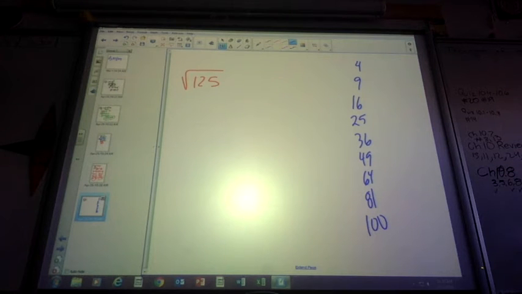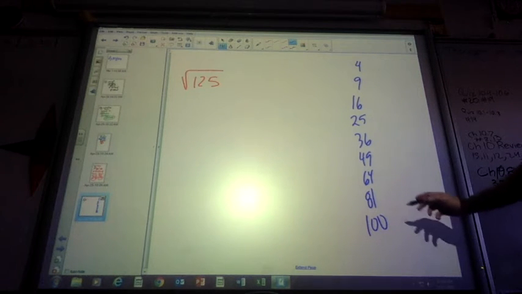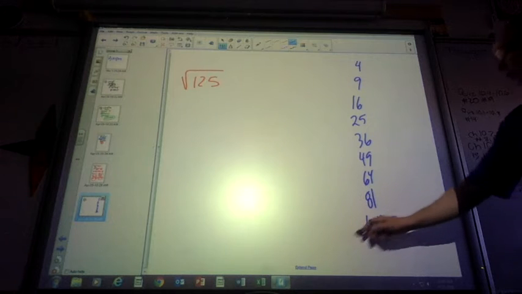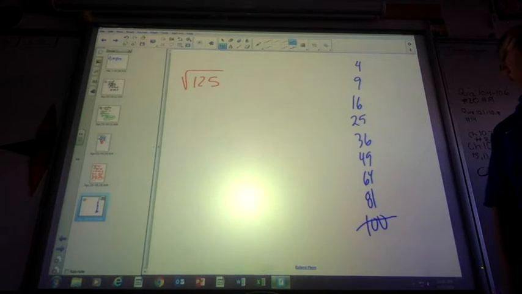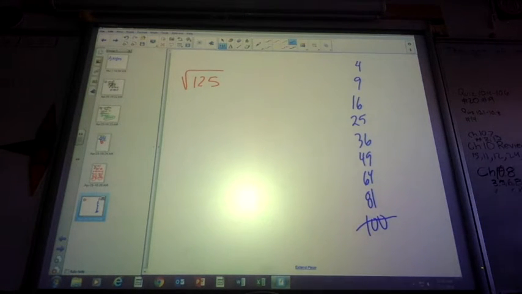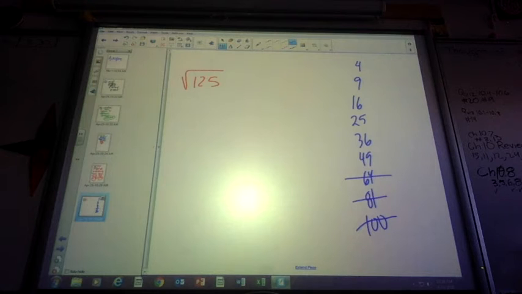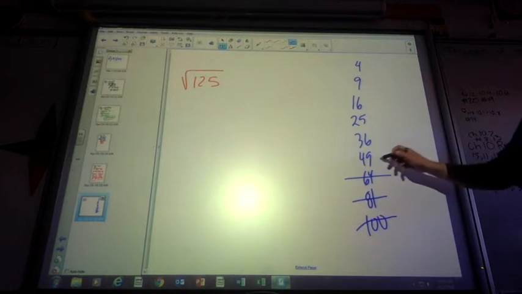So let's start from the bottom. 100 times another number, does that give me 125? I want a whole number, not a decimal fraction. So that's not going to work for me. What about 81 times something? 81 times 2 is 162, so that's not going to work. 64. 64 times 2 is going to give me 128. Oh, that was close, though. But it doesn't quite work. 49 times 2 is 98. 49 times 3 is 147, so that's not going to work.